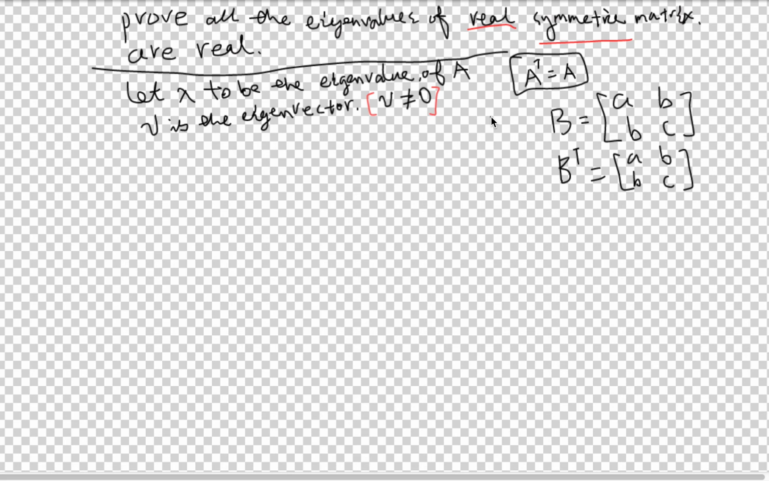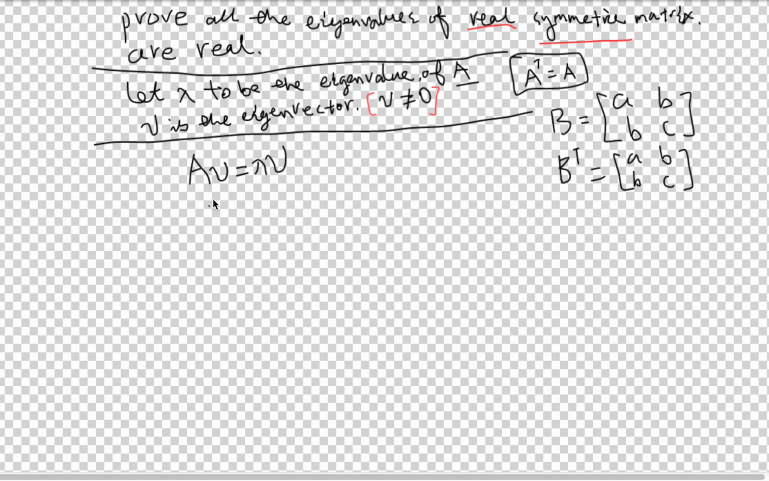Okay, we need to use the definition of the eigenvalue and eigenvector for matrix A. So we let lambda be the eigenvalue of A, and v is the eigenvector of A. One important point here is the eigenvector cannot be zero. This is the eigenvector definition. Cannot be zero, okay? So when we have this, we can write down a formula: matrix A multiplied by the eigenvector equals lambda times the eigenvector. This is the definition of eigenvector and eigenvalue for matrix A.